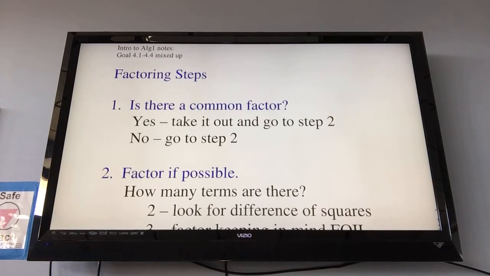So these are the steps we're going to follow. This is what it's going to look like when we get to the test, the kind of process you're going to use, and we're going to practice this in just a bit, okay? So first thing, every question you're going to ask yourself is there a common factor? Is there something common to every single term in the polynomial? So if it is, take it out, go to step 2. And if not, go directly to step 2 then.